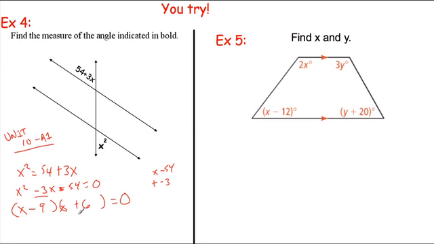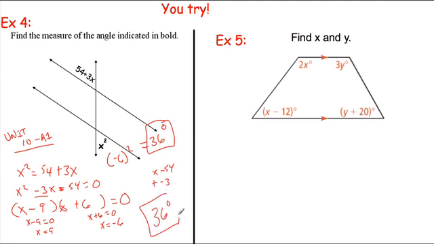All right. So if I'm going to solve this, I'm going to set x minus 9 equal to 0. And when I do that, I add 9 and I get x is 9. Or I'm going to set x plus 6 equal to 0, and I subtract 6 and I get x equals negative 6. Now I can't have negative be one of the answers, can I? Or can I? Let's take a look. It says find the measure of the angle indicated in bold. If we plug this in, x equals negative 6 squared, so negative 6 squared is 36 degrees. That could be one of our answers.